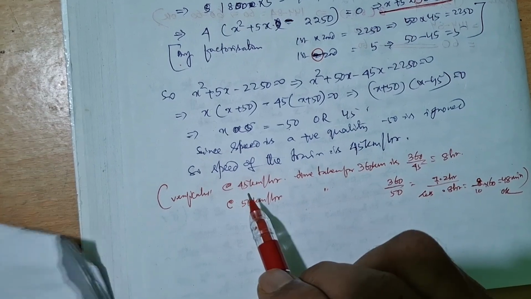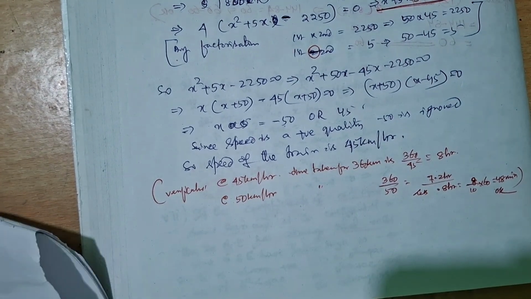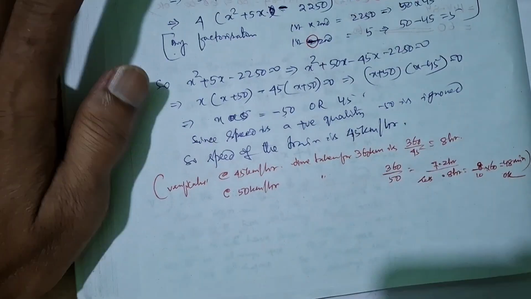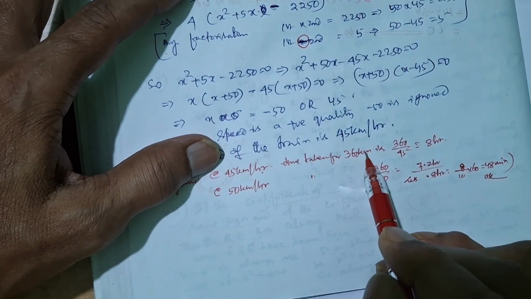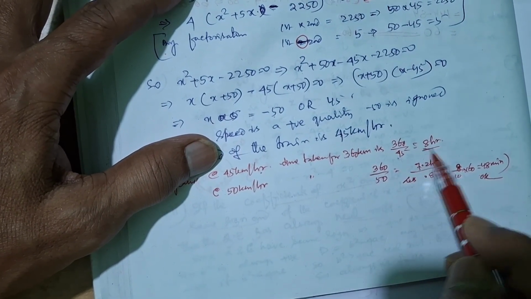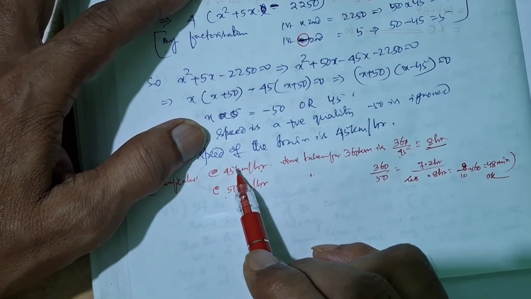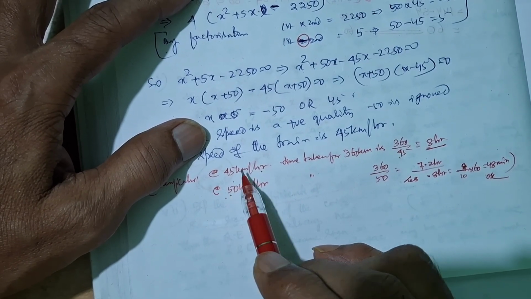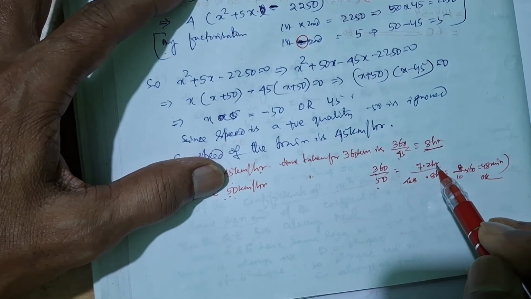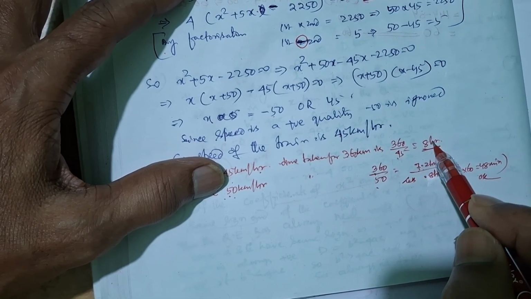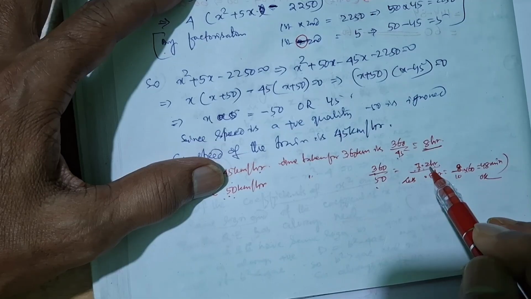Now let us verify this. How will we verify whether your result is okay or not? At 45 kilometers per hour, the time taken for 360 kilometers is 8 hours. When the speed increases by 5 kilometers per hour, the speed will be 50 kilometers per hour. 360 by 50 is 7.2 hours. 8 hours minus 7.2 hours is 0.8 hours, which is 48 minutes.